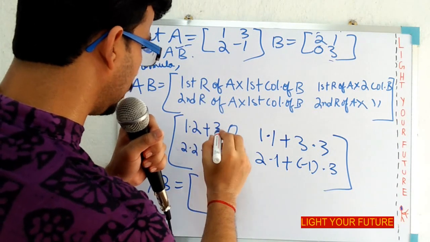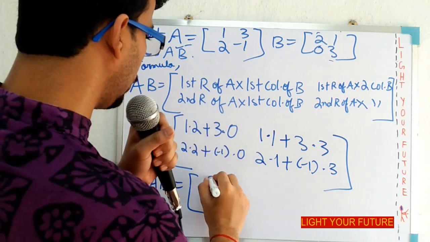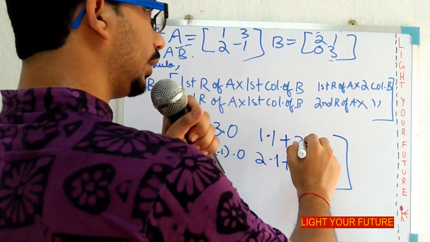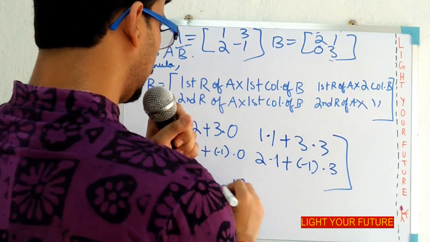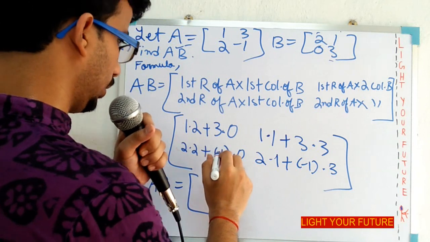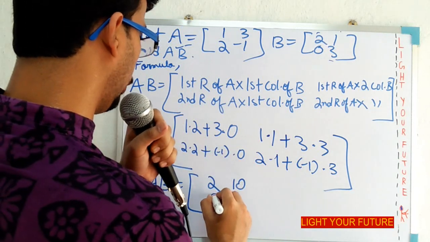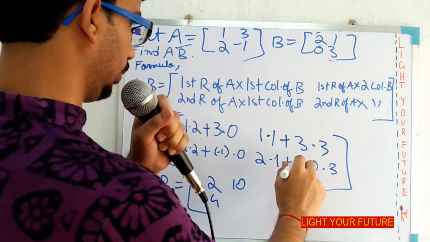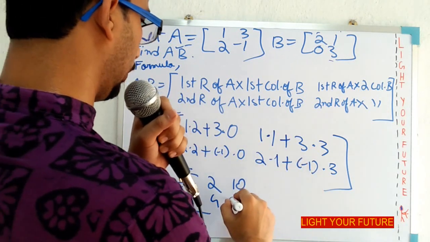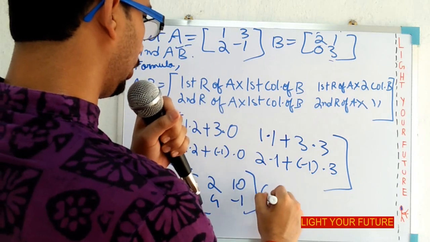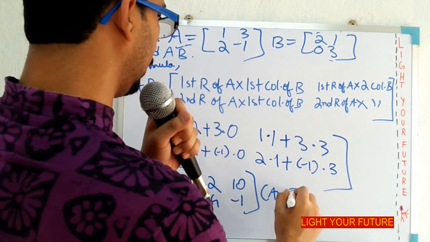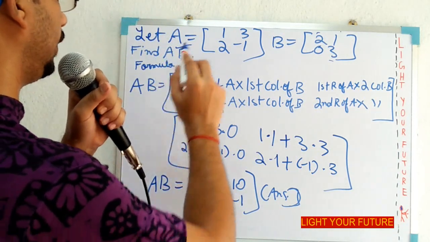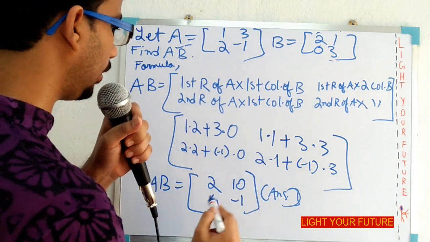1 into 2 is 2, plus 3 into 0, which means 2. 1 into 1 is 1, plus 3 into 3 is 9, which means 10. 2 into 2 plus 0, we will get 4. And 2 into 1 is 2, and minus 3, we will get minus 1. So this is our required answer. The product AB of these two matrices is [2, 10; 4, minus 1].